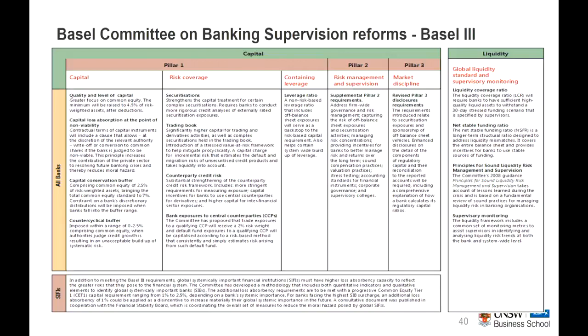Right? Introduction of capital conservation buffer, introduction of the counter-cyclical buffer. We'll come to what they are. Risk coverage, securitization, trading book, counterparty credit risk, and central counterparties.